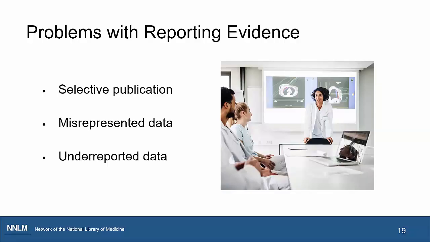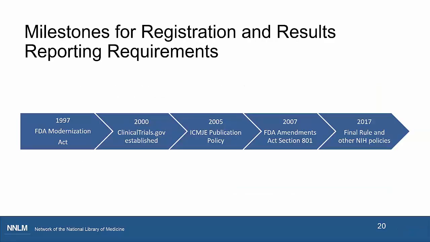In the end, this selective publication can distort the body of evidence available for clinical decision-making and potentially compromise patient safety. So several policies and regulations have been established over the last 20 years to increase accessibility to scientific study data and improve transparency and accountability in research and study reporting.